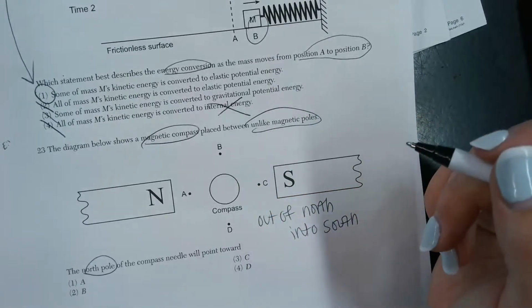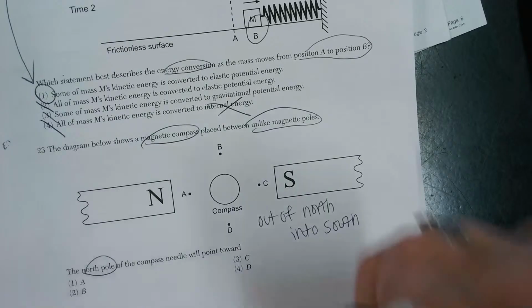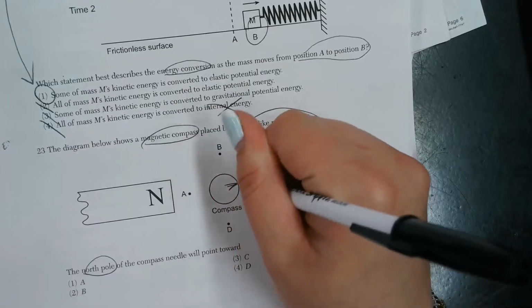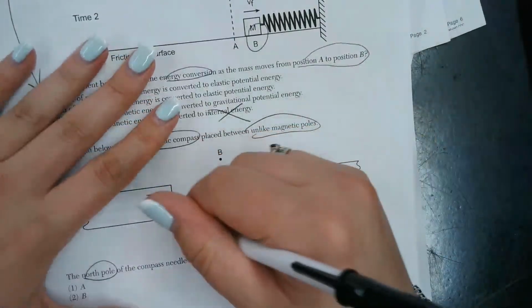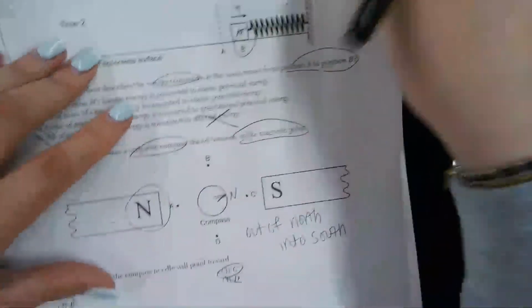So if I had a compass right here, my north pole of the compass would be pointed this way. Okay, this would be where my north is, because it doesn't want to be near the other north. Okay, so it's answer choice C.